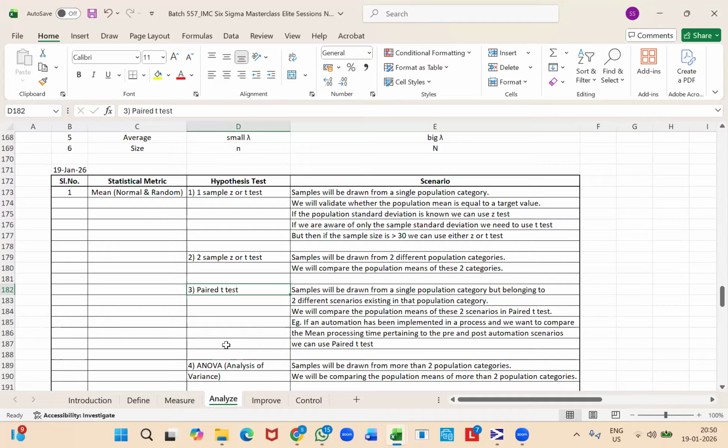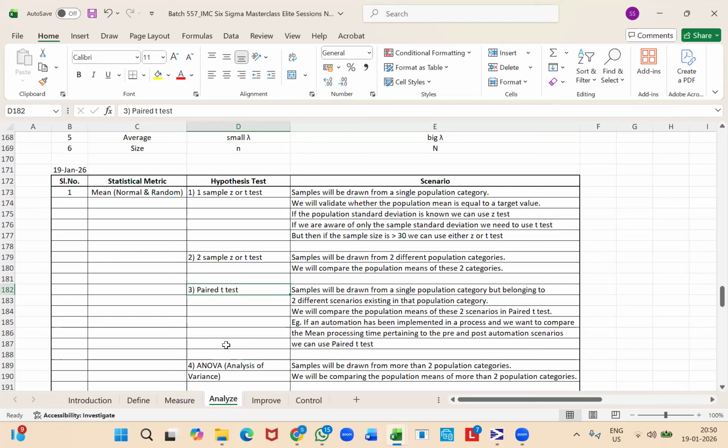And then finally, we have ANOVA, analysis of variance. Analysis of variance will be applied if you want to compare the population means of more than two population categories. If you have only two different population categories to be compared, then we will use the two sample mean test, two sample Z test or two sample T test. But if you have more than two population category means to be compared, then we cannot perform multiple two sample t tests. It will be highly challenging. So we have a single test called ANOVA.